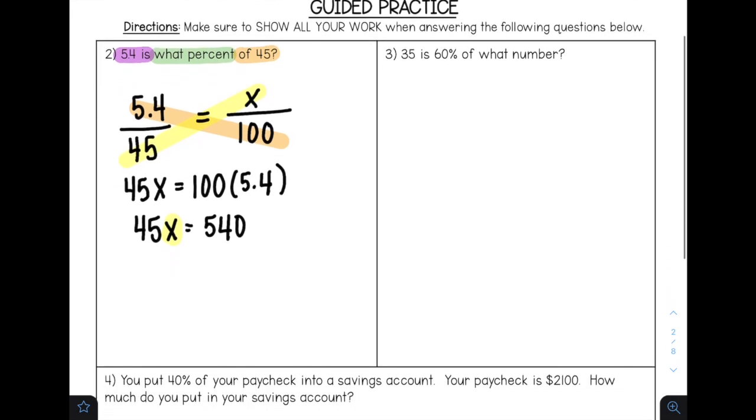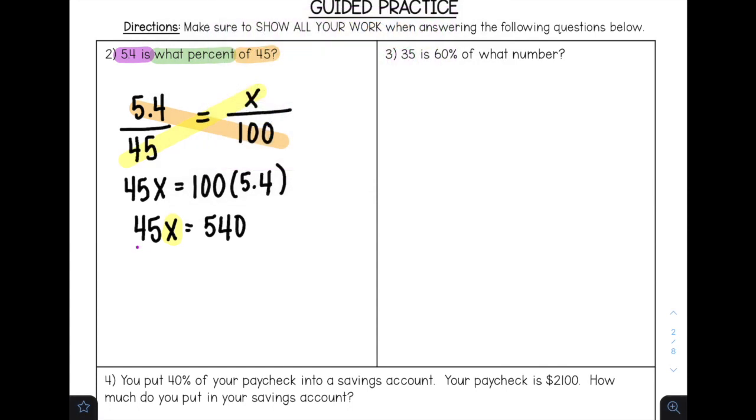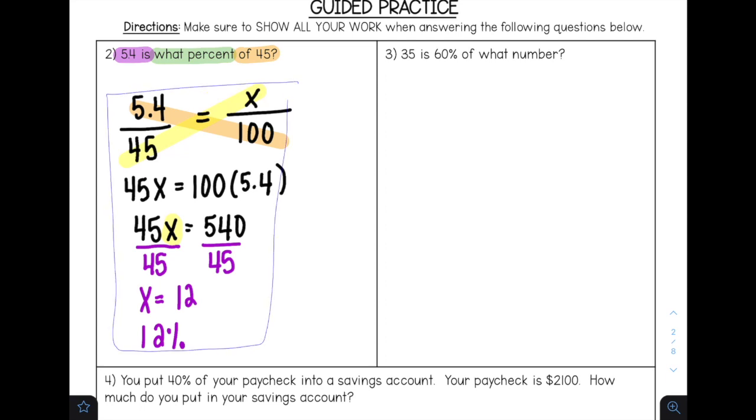Again, we want to isolate our variable. We want to make sure we then divide by 45 on both sides, x equals 12. So my answer would be 12%. Okay, so now this was with a proportion.